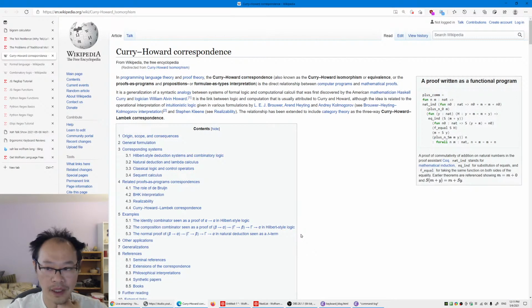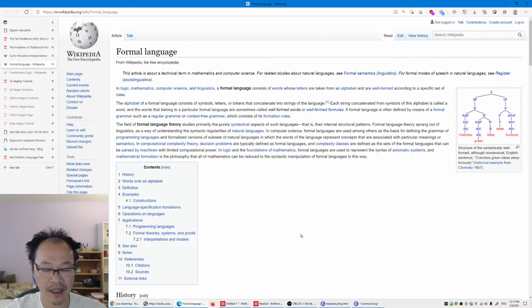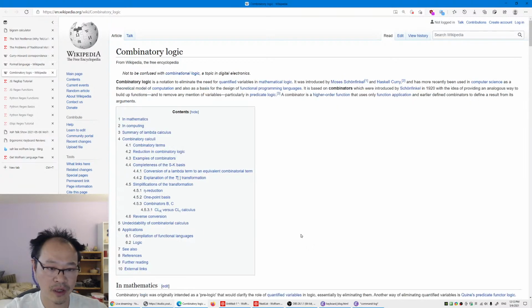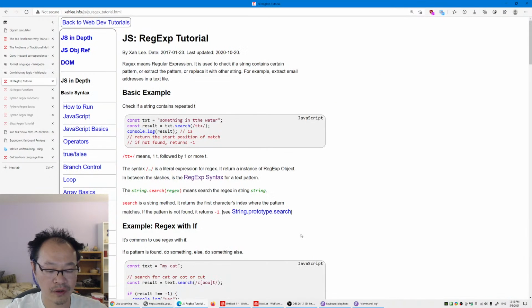Curry-Howard correspondence, that's fantastic. So in the next few years, I'm trying to study formal proof theories much more. So I want to explore that.